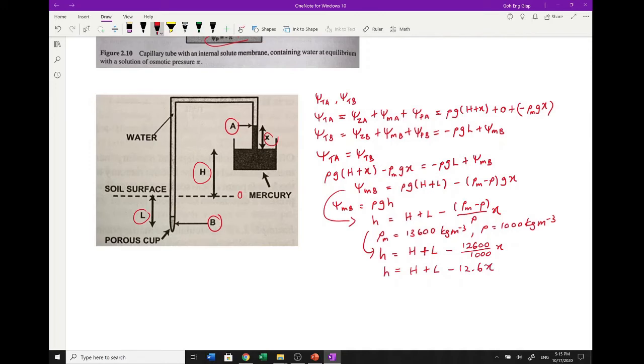So that's the equation we derive, that can relate the rise of mercury, the height X rise in the mercury, to the suction of water head caused by the soil.